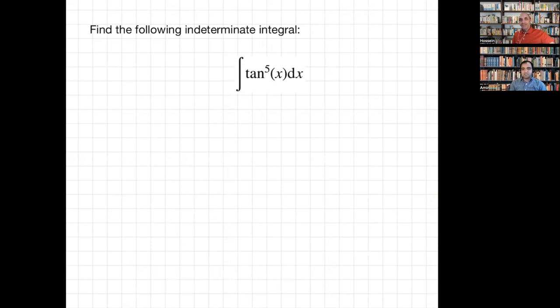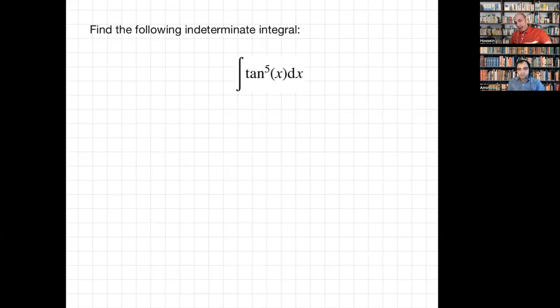Scary, but I think that's a good one to practice integration techniques using trigonometric identities. Yeah, the floor is yours. Please go ahead.